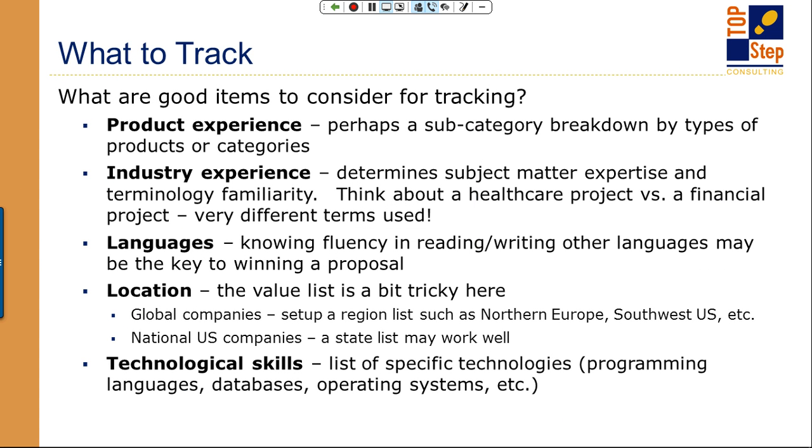As far as good items to track, we talked about these a little bit already: product, industry experience, languages. Location can be an interesting piece here. You can set up a profile attribute that is somebody's region, for example. There frequently are better places to handle this, so I'm not necessarily recommending this, but you may find that you want to do that. Technological skills are a great one to have here. This person is proficient in C++ or Java or what have you. So that's a good item to have.